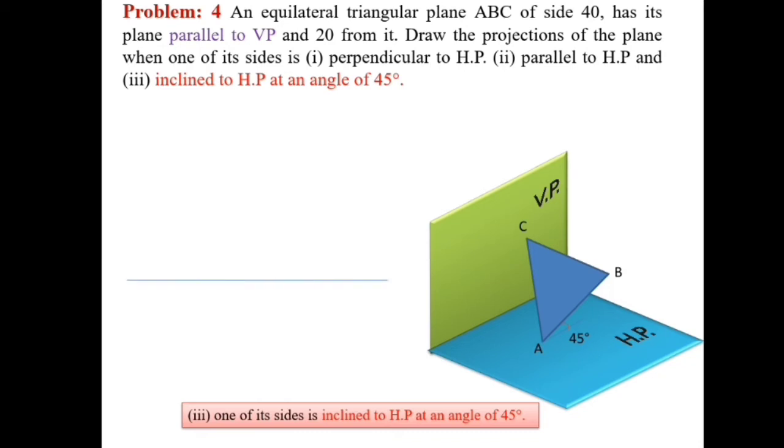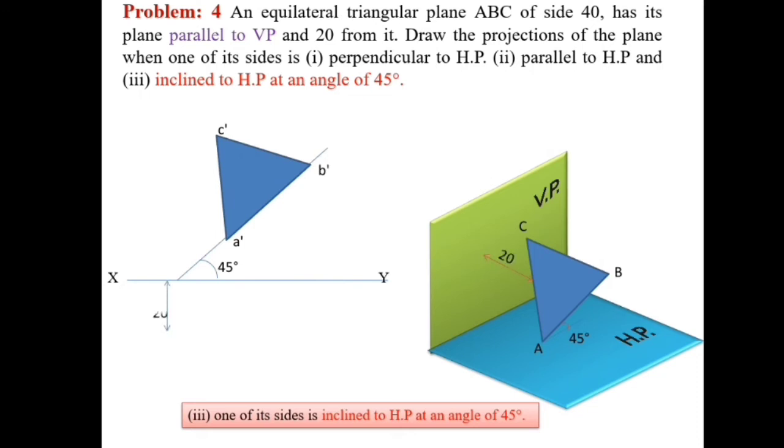So draw the XY reference line, and now you know that the true shape of the triangle you will get in the front view, above the XY reference line. You take a 45 degree angle above the XY reference line. On that inclination line you draw the same equilateral triangle. Then you project all the points. Before that, it is 20 mm in front of VP.